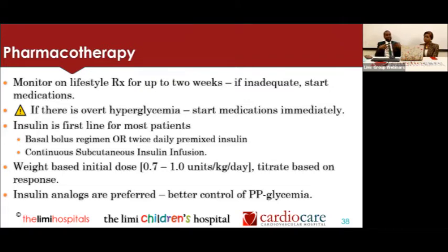We can also use a twice daily premixed insulin, again preferably the analogs, because they have a profile that will better control postprandial glycemia. So they start acting faster, they peak earlier, and of course they stop acting faster as well. So you can use either of those two regimens. The first regimen, the basal bolus regimen, will give us a finer and more flexible control, but of course at the expense of more injections per day. Most patients will usually prefer the twice daily premixed insulin regimen.